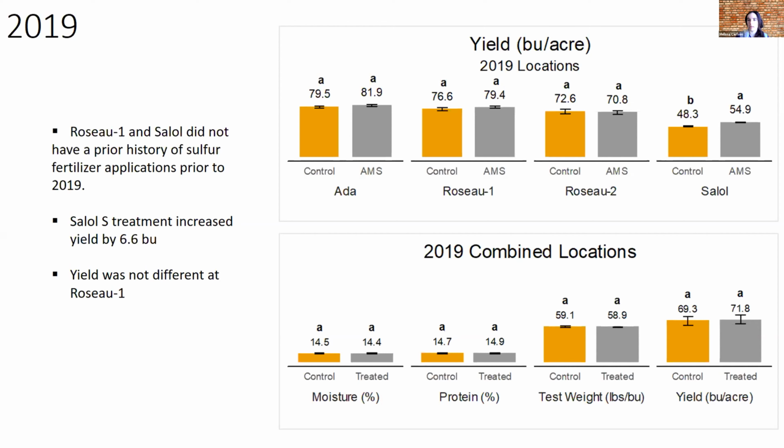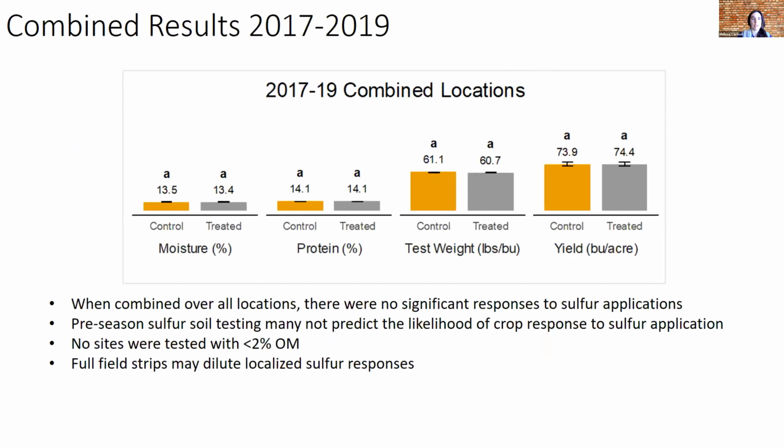In 2019, we did have one location that responded, with over a 6 bushel yield increase due to the sulfur application. And that field was very light, very sandy ground, and had never had sulfur applied to it before. So it was definitely a field that was lacking in sulfur. But otherwise, the other fields did not respond to a sulfur application. And so overall, when we're looking at those average field strips that are harvested across the whole field, we didn't actually see any response to sulfur fertilization in our wheat over the 3 years in the 15 locations.